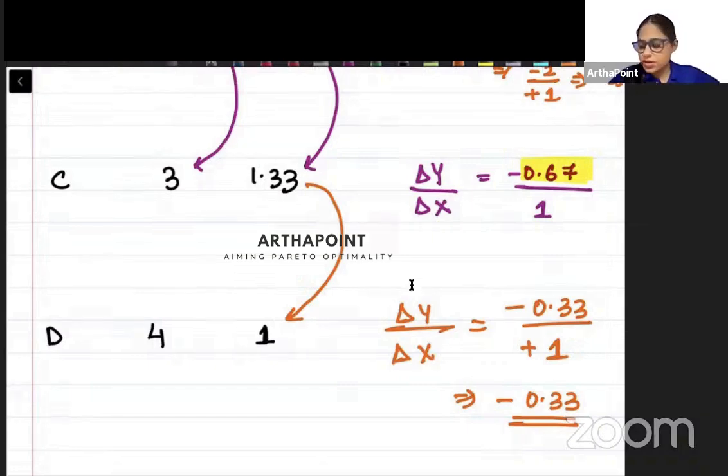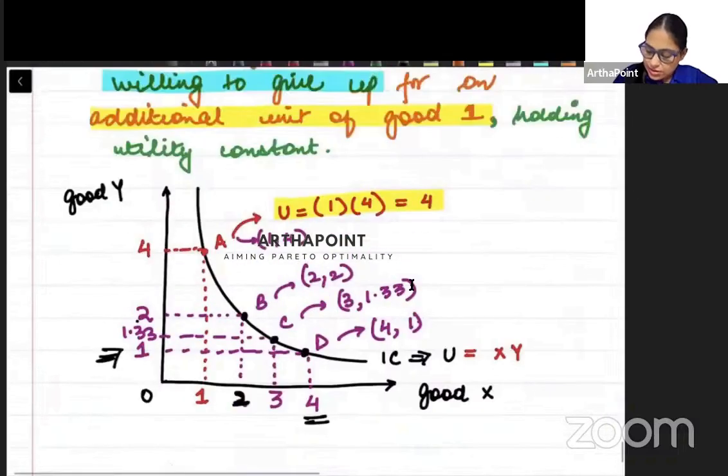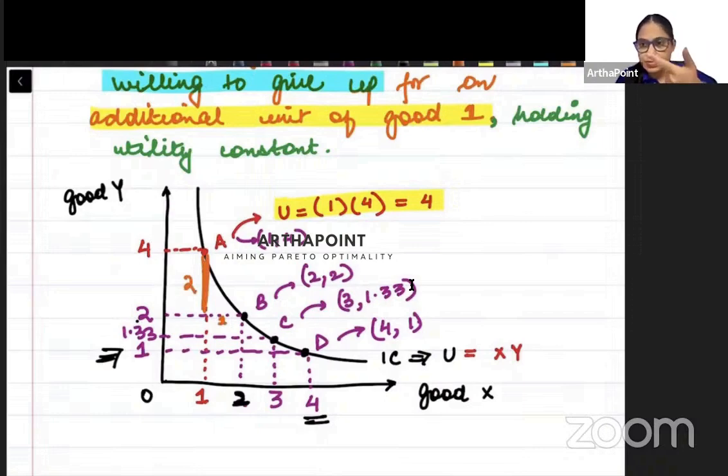Absolutely clear to everyone. So here, how much y am I giving up? 2 units for 1 unit of x, perpendicular by base. How much y am I giving up for 1 unit of x, and so on and so forth, right? How much y are you giving up for 1 unit of x, right?